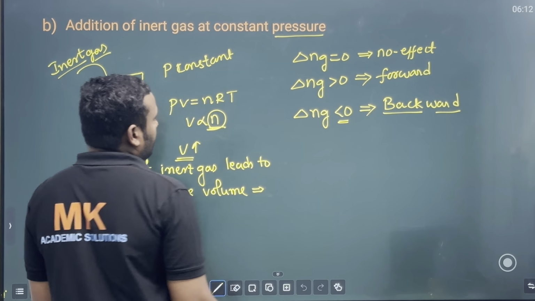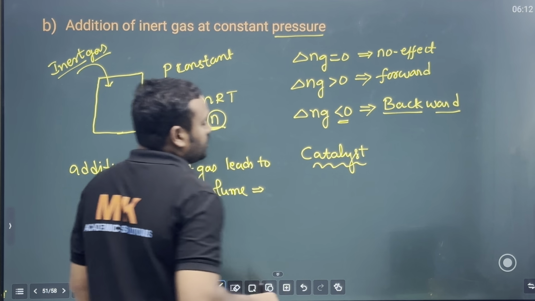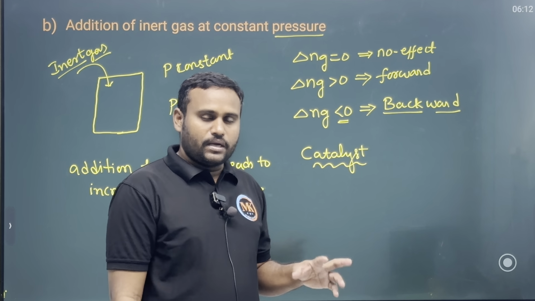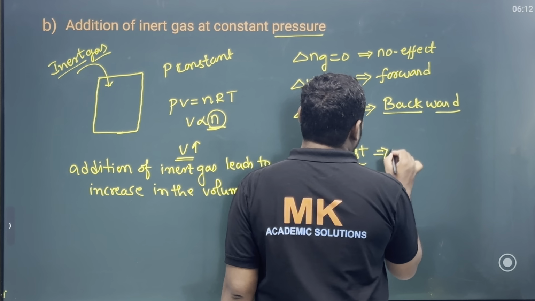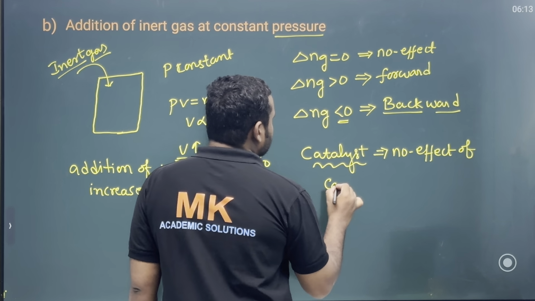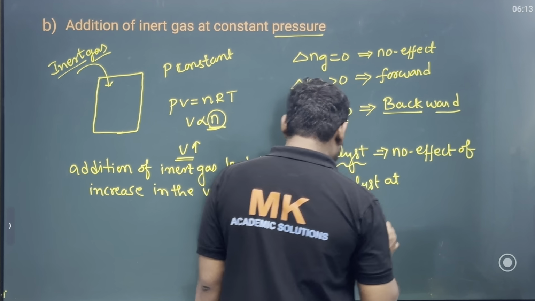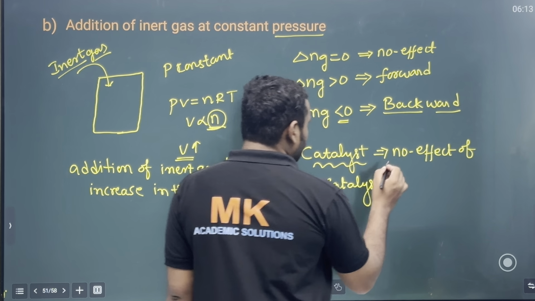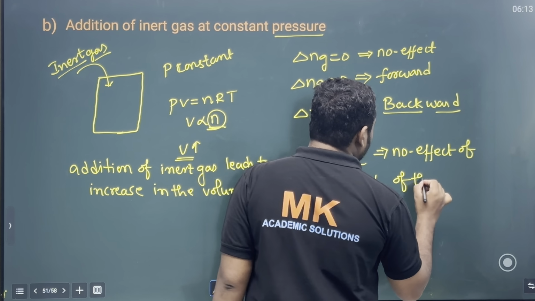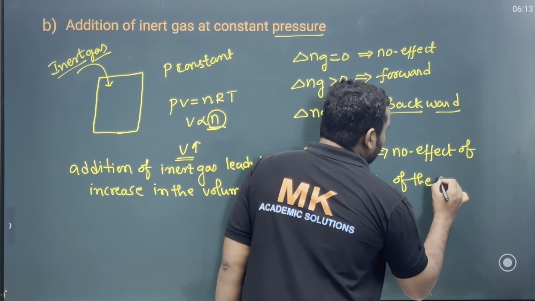Next, let us see the effect of catalyst. What a catalyst can do is equally speed up both the forward as well as the backward reaction. That's why there is no effect of catalyst on the state of equilibrium. There is no effect of catalyst on the state of equilibrium. Okay, these are the states of equilibrium.